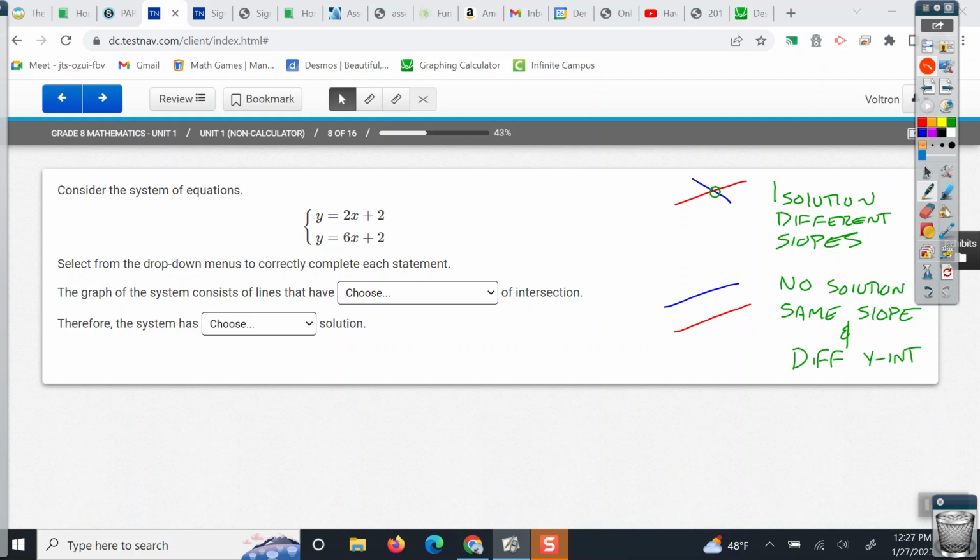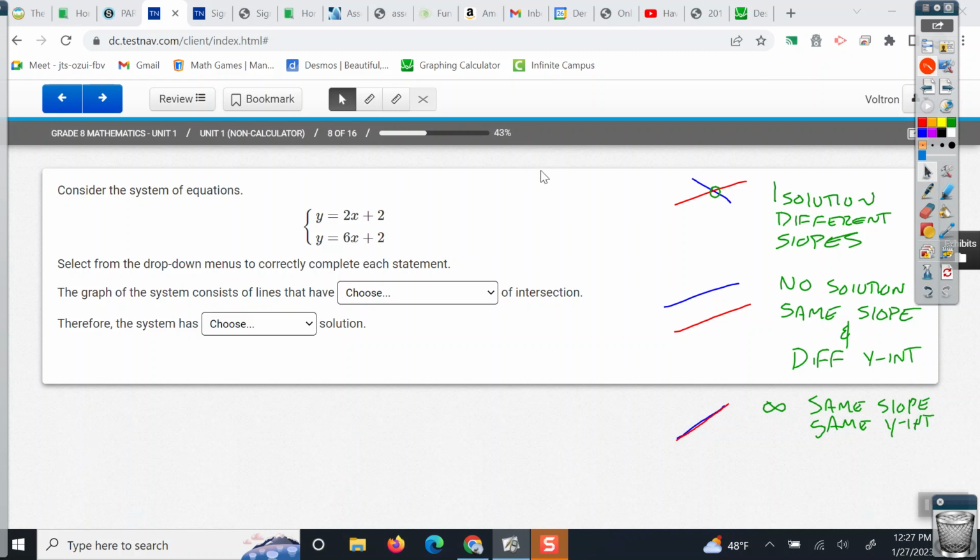Because we could also have 2 lines that coincide, 2 lines that are on top of each other. And in this case, they're going to be touching all the time, so therefore there are an infinite number of solutions. And for this to happen, you have to have the same slope, because it's the same line, and the same y-intercept. So the question becomes, what do we have in this situation?